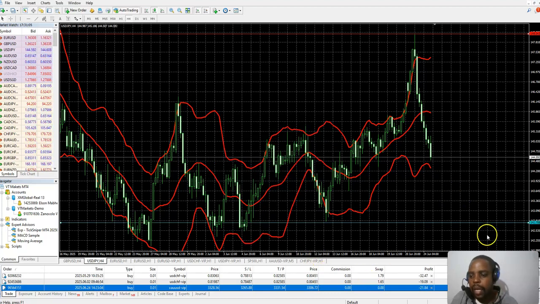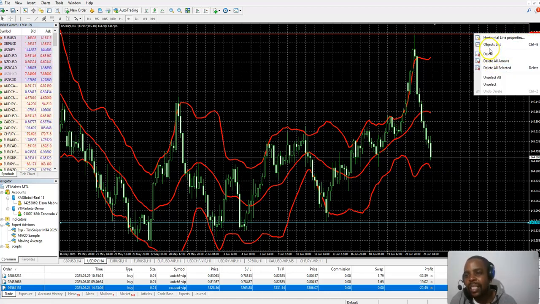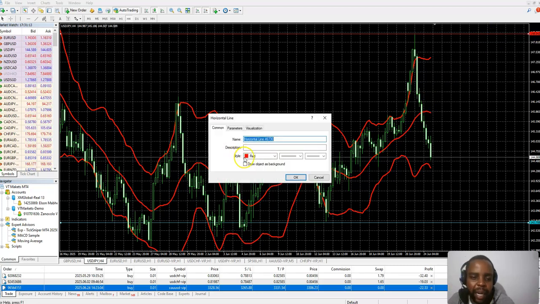You can see that it's blue. Change the color as well. Go right close to it. Open the horizontal properties and make it the same color again.